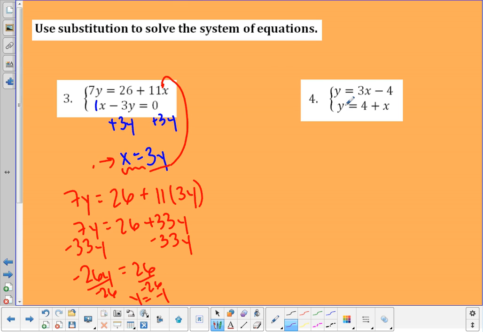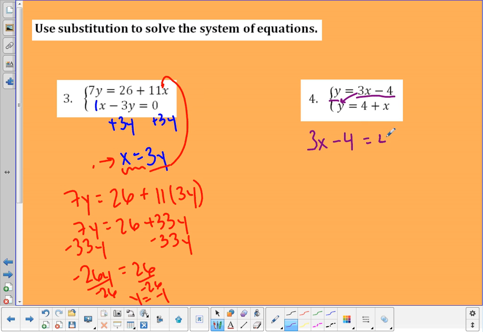Let's try the next one, number 4. I have y equals 3x minus 4 and y equals 4 plus x. Now this system is pretty friendly because both equations are set equal to y. These are some systems that you probably saw in 8th grade. Since I know that y equals all of this, I can take that piece and plug it in for y down here and essentially just set the two equations equal to each other.